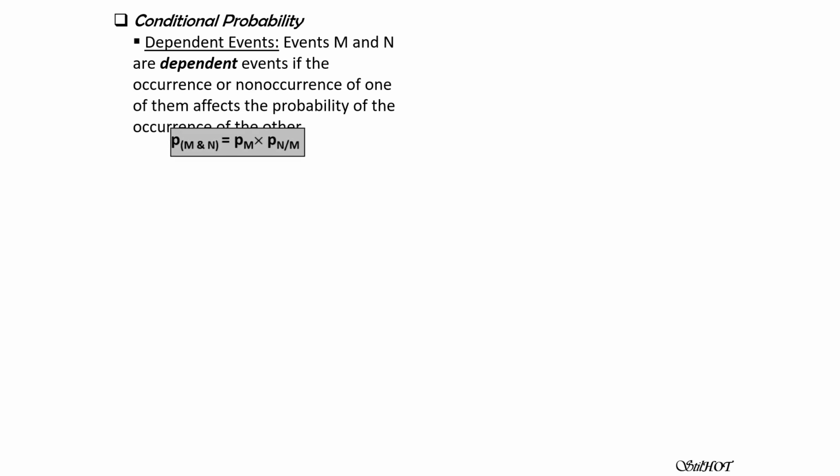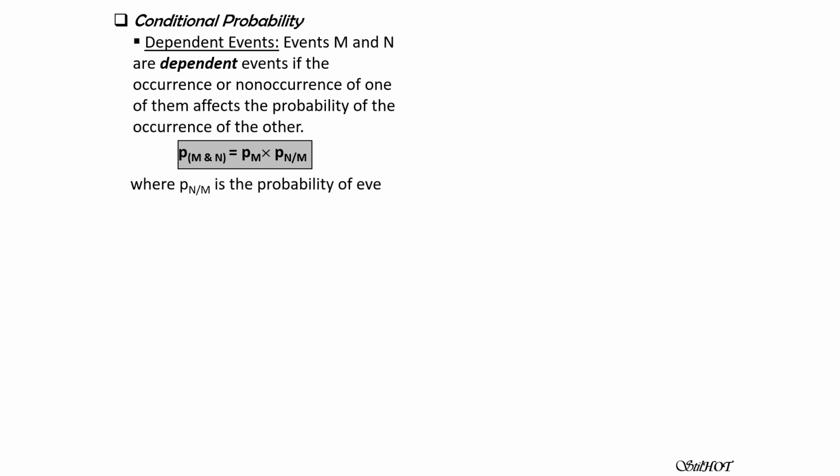So P of M and N is equal to the probability that event M will occur times the probability that event N will occur given that M has occurred, after M has occurred. So take note of the definition. This is the probability that event N will occur given that event M has occurred. So to demonstrate that situation, let's have this problem.